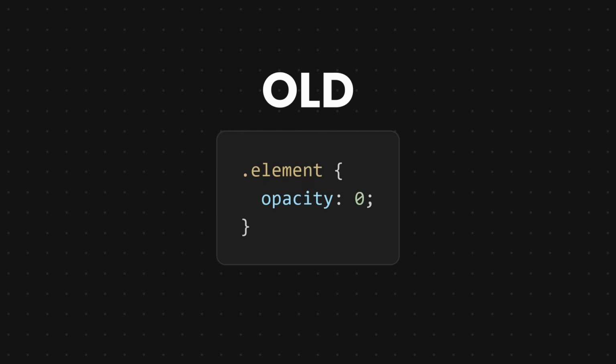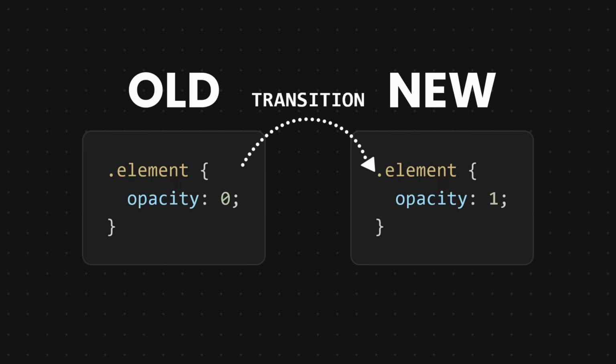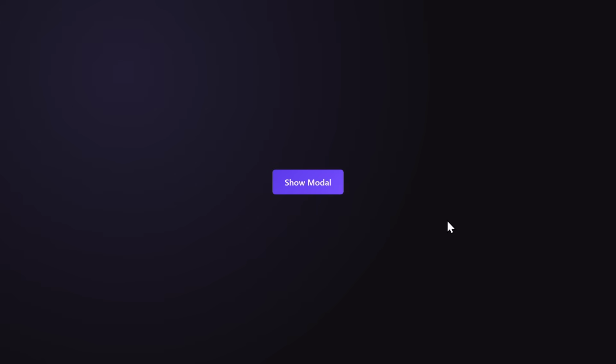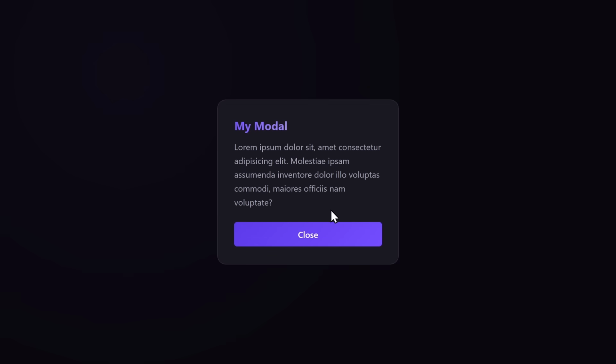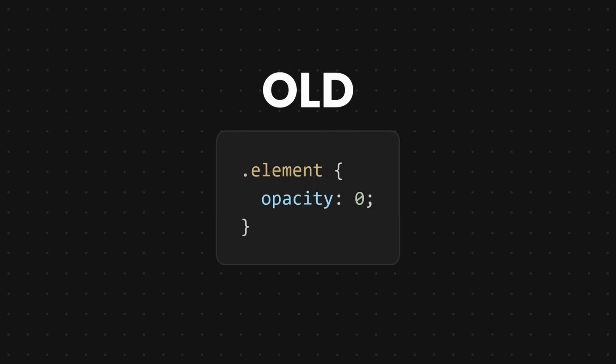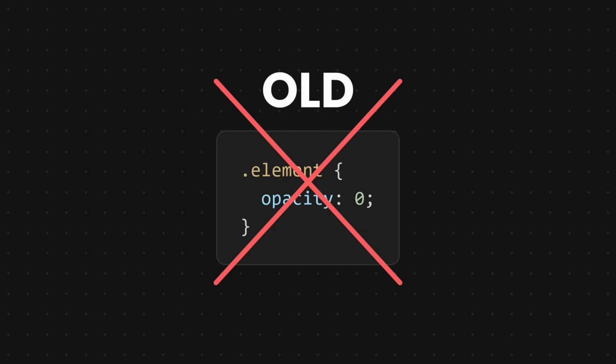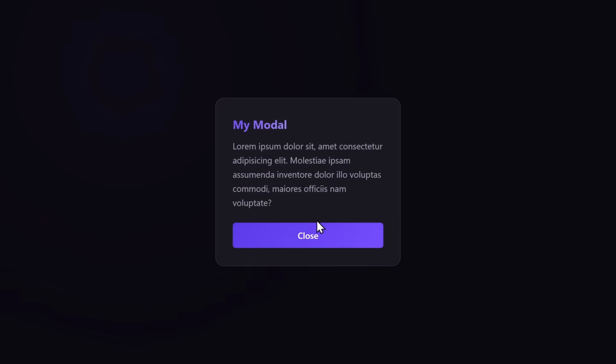CSS transitions always had one big problem. They need an old value and a new value to transition the values in between. But what if the element just appears on the page, like a dialog or a newly rendered React component? Then there is no old value to transition from. So how can we apply an entry transition for that?